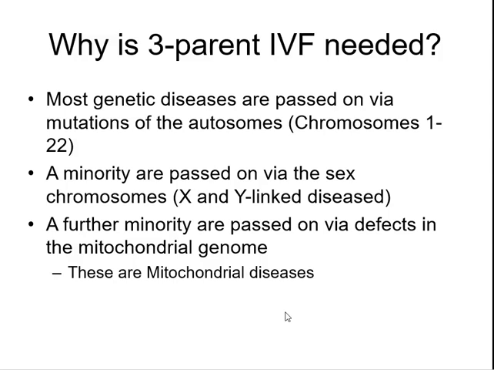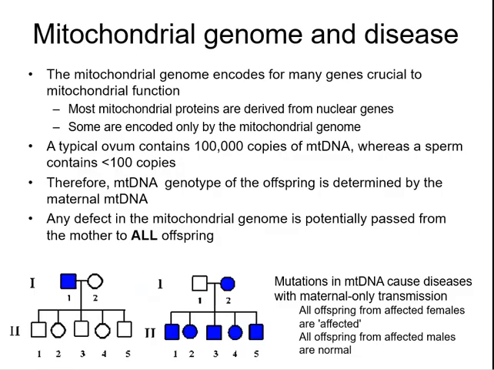And this is because most of the inherited genetic disorders are carried on the autosome, so chromosomes 1 to 22, and then a relative minority are sex-linked on the X and the Y chromosome. There are quite a lot of X-linked disorders, very, very few Y-linked disorders, but a further minority are passed on via defects in the mitochondrial genome, and these are what we call the mitochondrial diseases. So these are completely different to the classic inherited mutations.